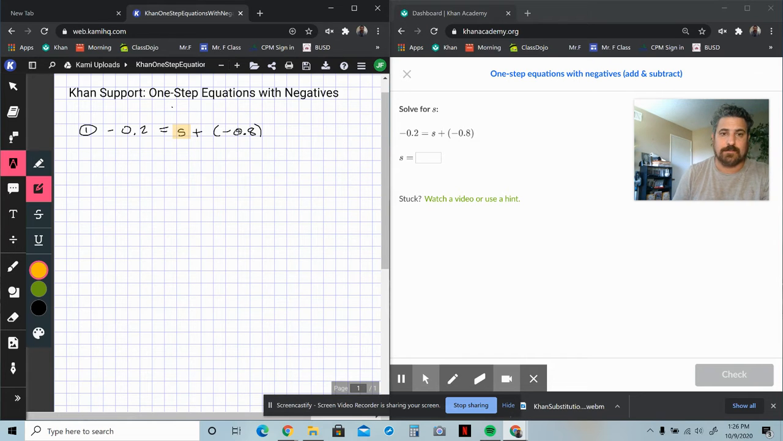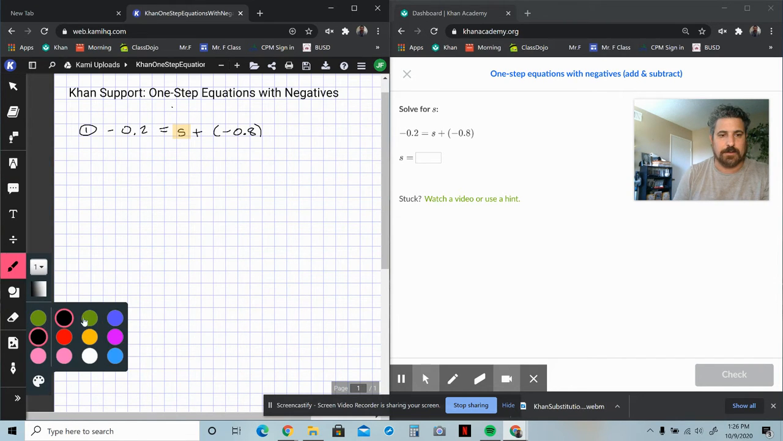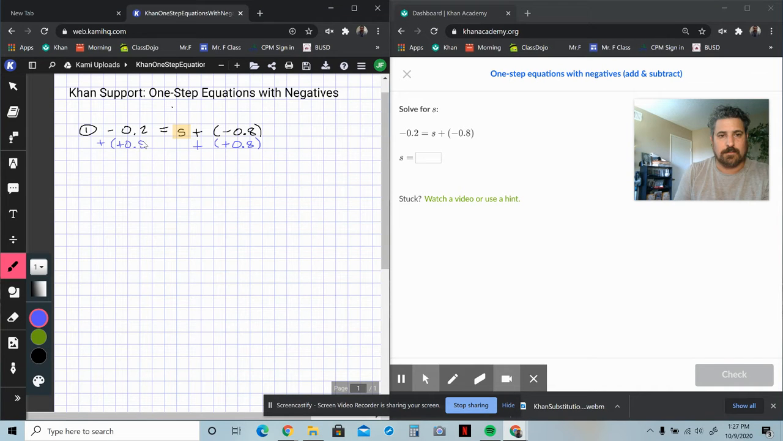Well, what's the opposite of negative 0.8? Positive 0.8. So if you were to add a positive 0.8, you always work down one step at a time when you're doing your algebraic solutions. So you would add a positive 0.8 to both sides. Whatever you do to one side of the equation, you have to do to the other side. So over here, you're going to add a positive 0.8.